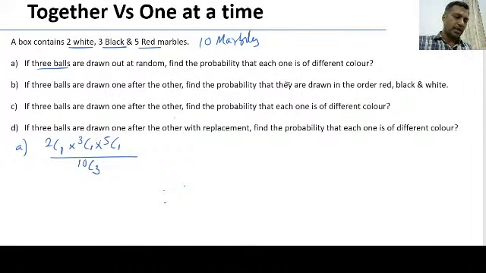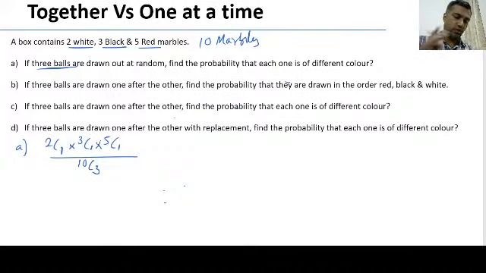Let's come to B. If 3 balls are drawn, one after the other, now this time, look at the way, 3 balls are drawn, not at a time. In the first question, 3 balls are drawn out at random, that's simultaneously, just 3 are drawn out. Here what you are doing, 3 balls are drawn, one after the other. Find the probability that they are drawn in the order red, black and white.